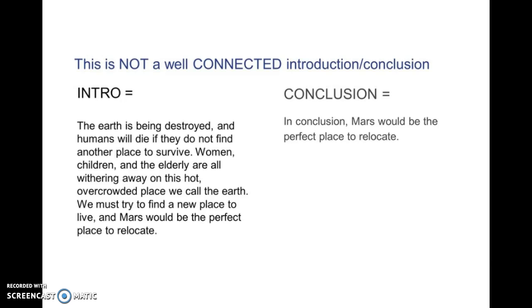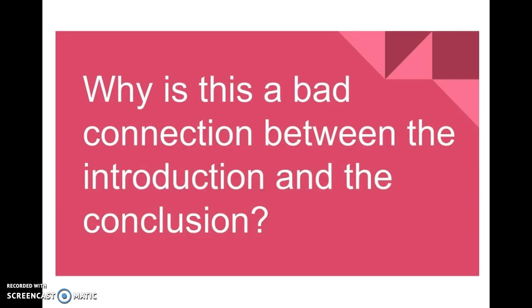Now this is a great intro. But let's look at their conclusion and notice how it's not connected. It's a poor connection between intro and conclusion. Their conclusion states, "In conclusion, Mars would be the perfect place to relocate." So as you look at their intro and as you look at their conclusion, you'll notice that they are not connected. So now ask yourself this, why is this a bad connection between the intro and conclusion? Why is it such a poor connection?